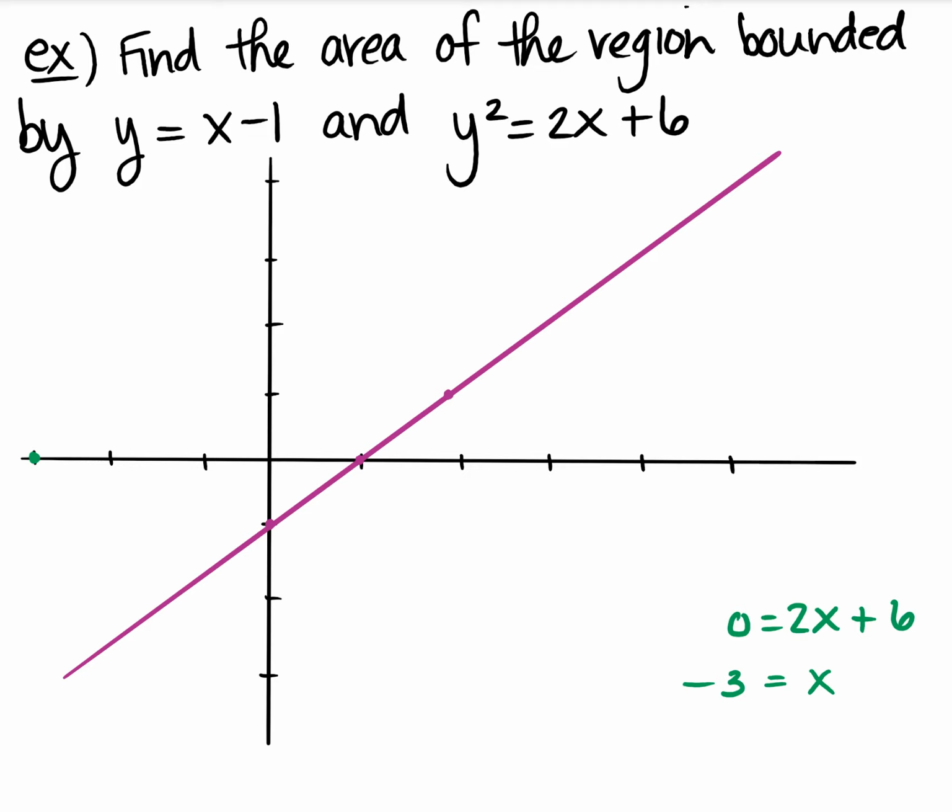If y is, let's say, 2, so let's set y equal to 2, then I get 4 equals 2x plus 6. So if I subtract the 6 and divide by 2, it looks like x is negative 1. So when y is 2, x is negative 1. Well, that's going to be the same when y is negative 2 also, right?